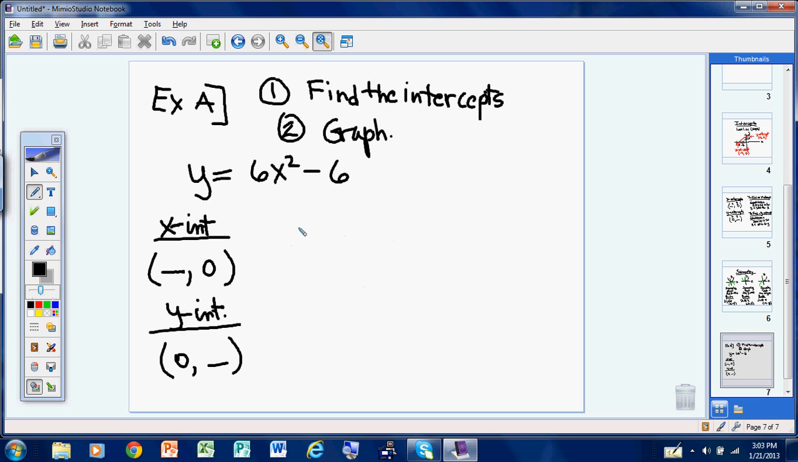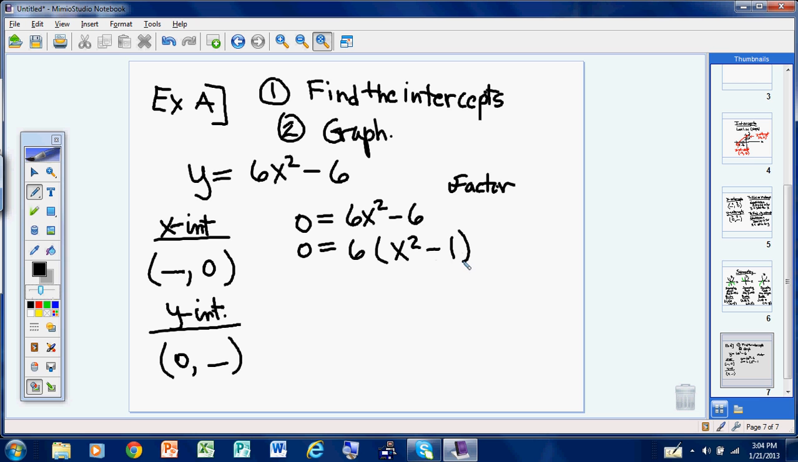So to find the x-intercept, we're letting y equal 0. And we've now got 6x squared minus 6 left on the right hand side. And we're going to factor in order to solve for x. So the first thing I'm going to factor out is the 6. There is a 6 in both of these terms. And when I take the 6 out, I'm left with x squared minus 1.